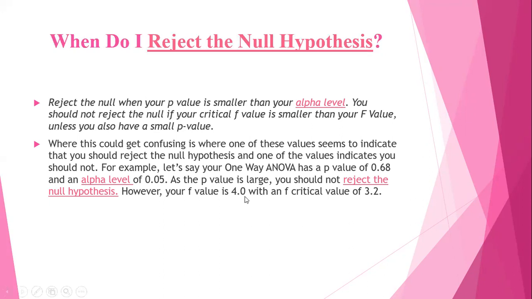However, your F value is 4.0 with a critical value of 3.2. So you do not reject the null hypothesis. You only reject when your alpha value is 0.05, either 0.05, 0.10, or 0.02. You reject the null hypothesis when your p-value is below 0.05 or 0.01, whichever alpha scale you are studying right now.